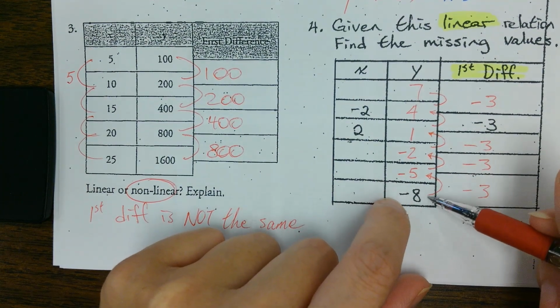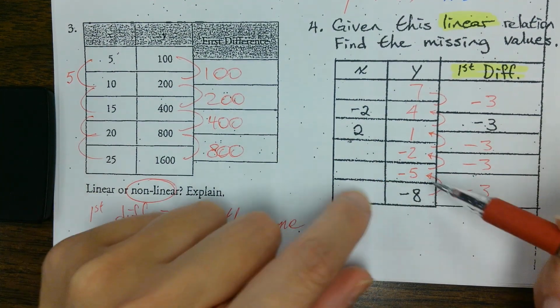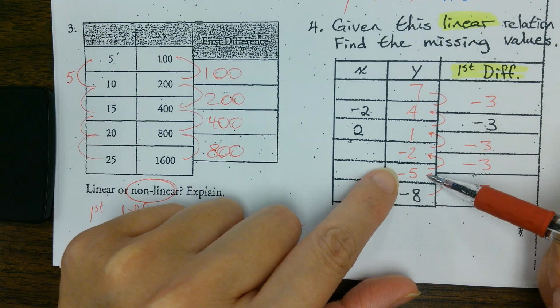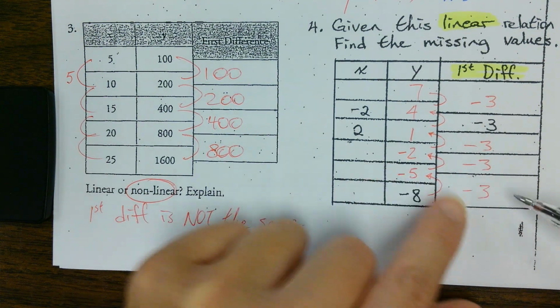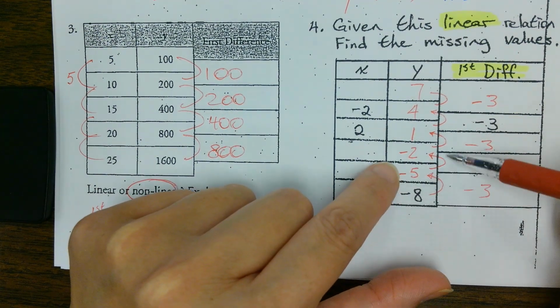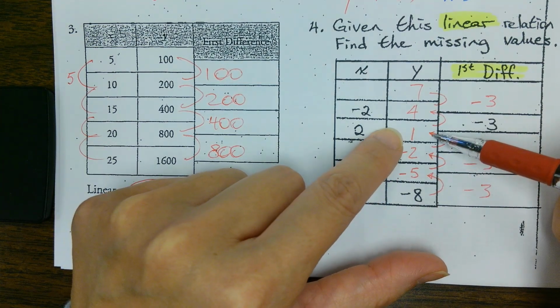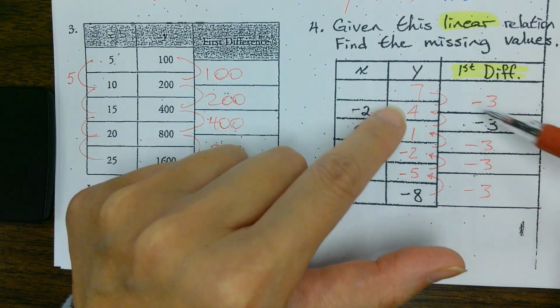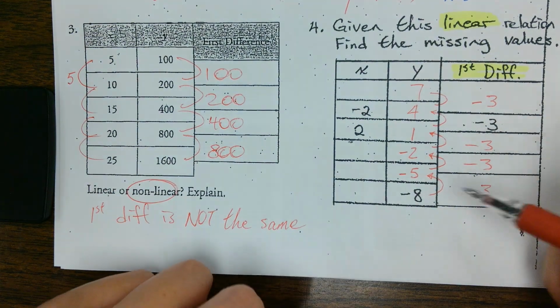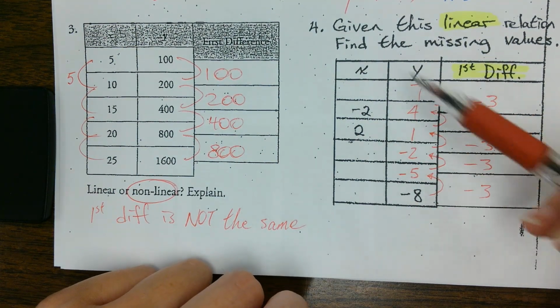Okay, so notice when you do it the way that we've been doing, -8 minus -5, you get -3. -5 minus -2, you get -3. -2 minus 1, you get -3, and so forth. Okay, and what would have to happen with my x values?